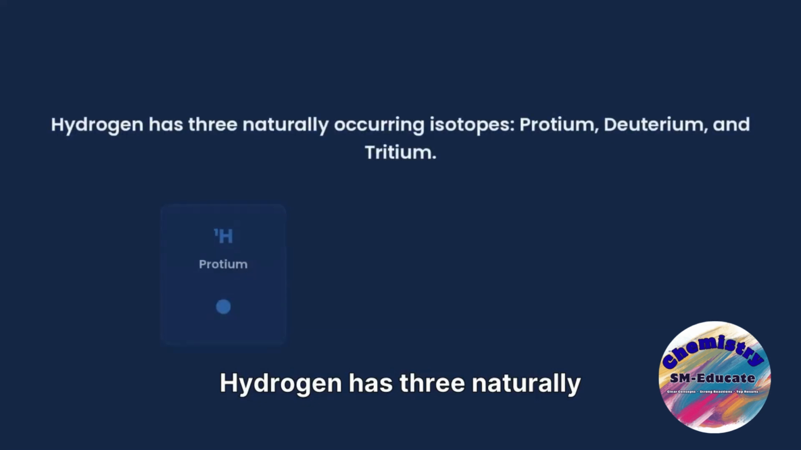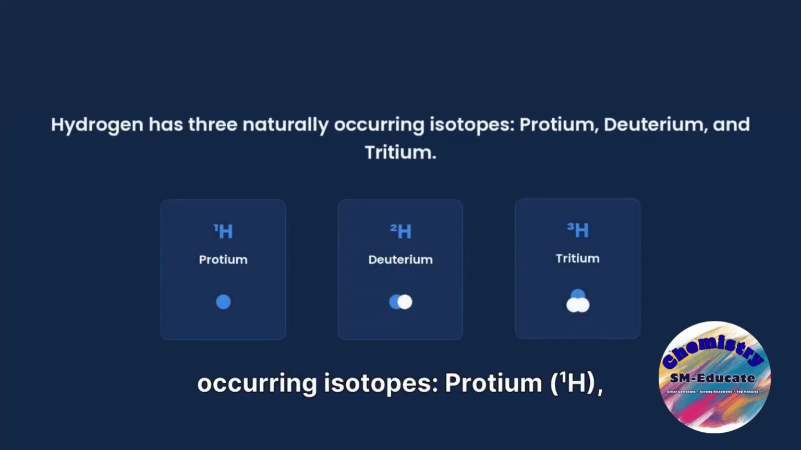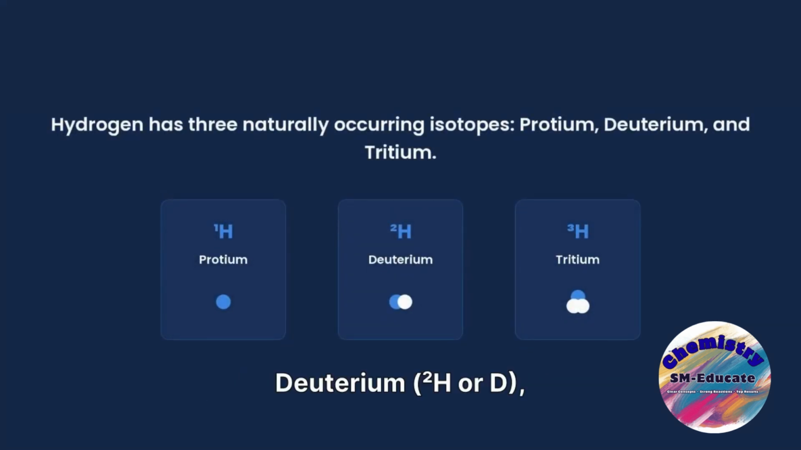Hydrogen has three naturally occurring isotopes: protium, superscript 1H, deuterium, superscript 2H or D, and tritium, superscript 3H or T. All three have one proton, because they are hydrogen, but they differ in the number of neutrons. Let's look at each one.